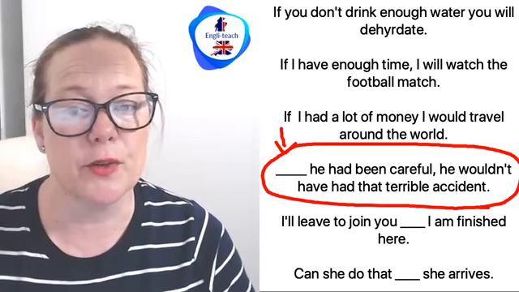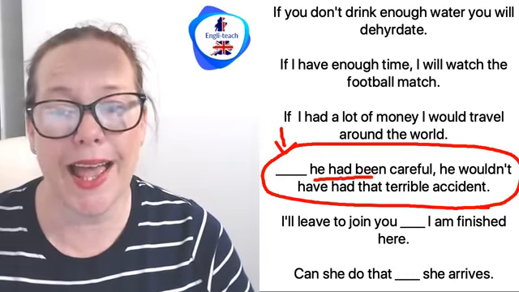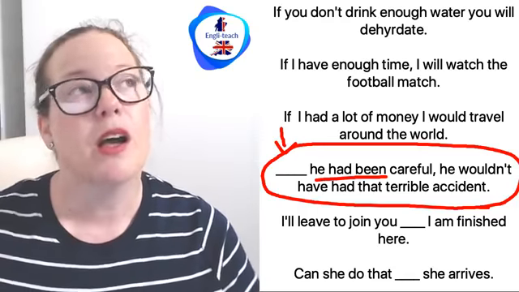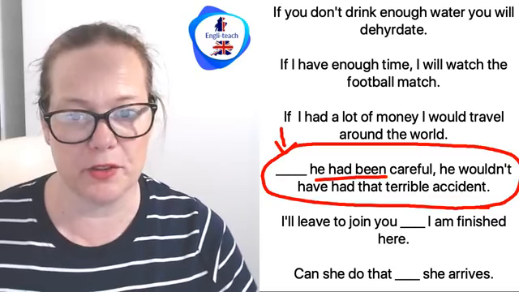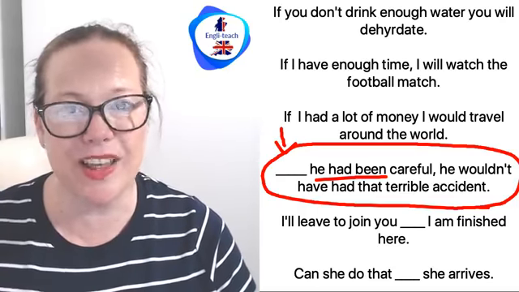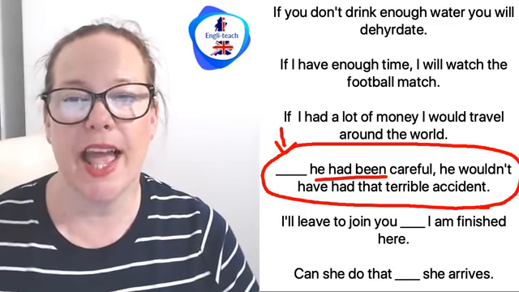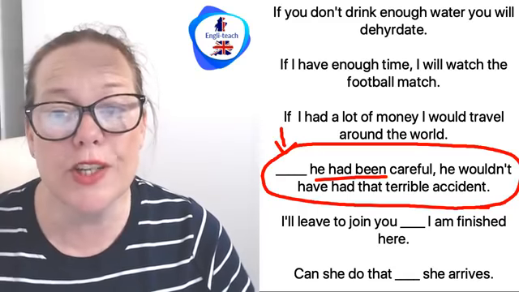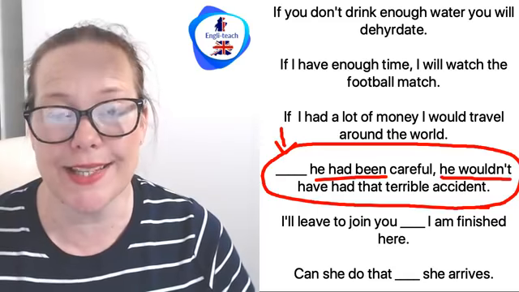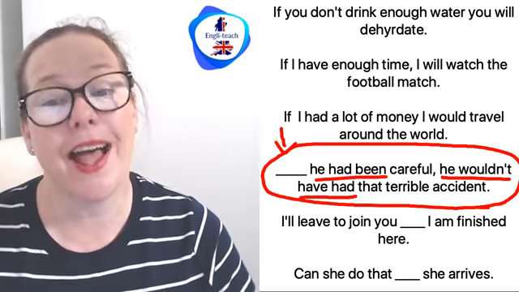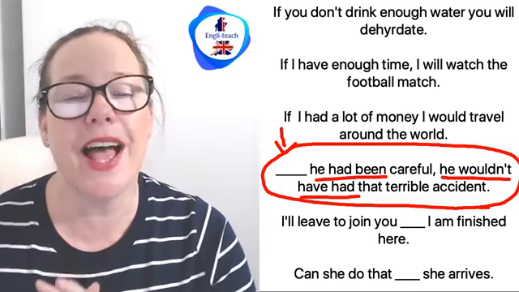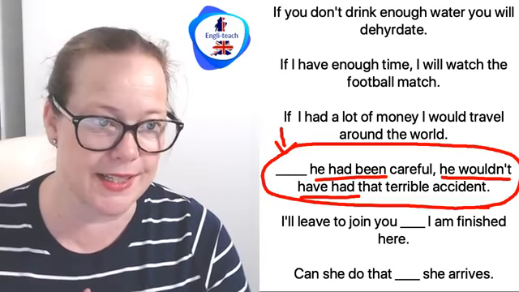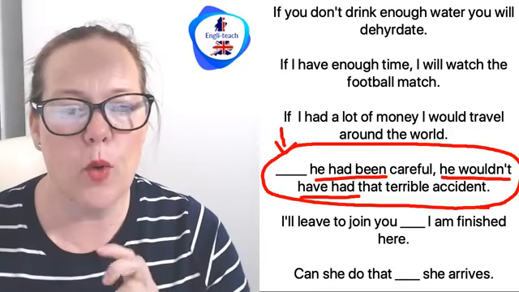So first of all, he had been careful. Lots of people would have put "he had of been careful," okay, but we don't need the "of" here. He had been careful. He wouldn't, okay, so negative, he wouldn't have had, negative, and kind of a positive, he wouldn't have had that terrible accident, okay? So what would this be?